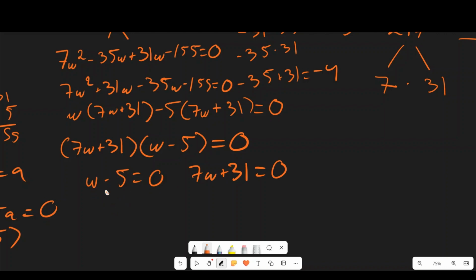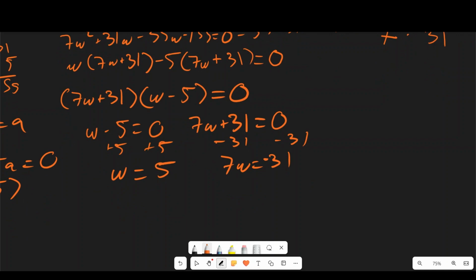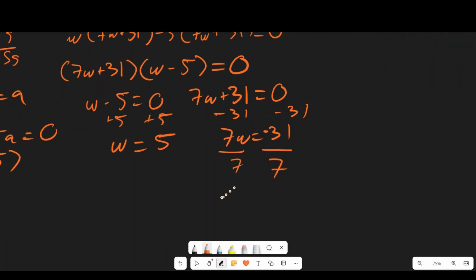So this one is easy, just plus 5 on both sides, and then we get w is equal to 5. If we solve this one, we have to first subtract the 31 on both sides. We get 7w is equal to minus 31, right? Because we subtracted from both sides, and then we divide both sides by 7, and we are left with w is equal to minus 31 over 7.